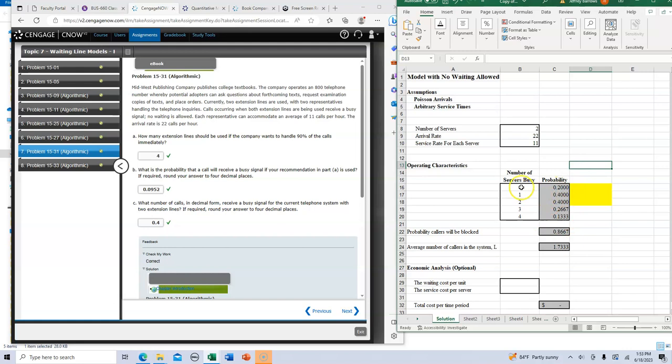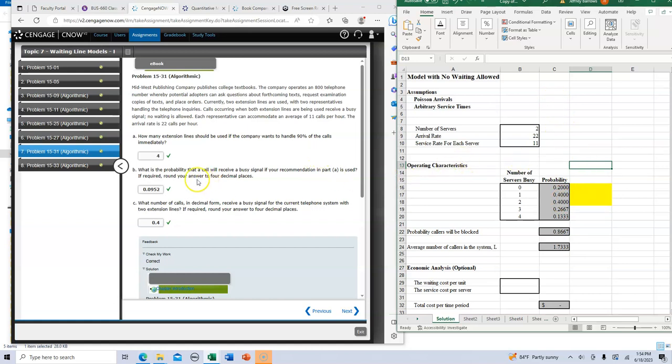But because this chart will accommodate up to 4 servers, in our case, we will disregard 3 and 4. And all we want to look at here are the number of servers busy being either 0, 1, or 2, and the associated probabilities. Obviously, those will add up to 1. So we're in good shape here.